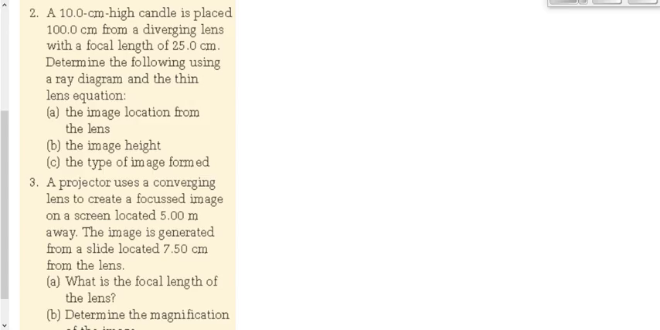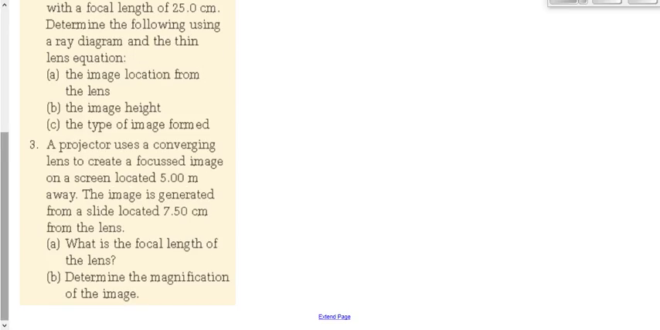Says a projector uses a converging lens. Okay, this is good. It's a converging lens. We don't need to worry about remembering whether it's positive or negative now because it's just positive. We leave it the way it is. Focused image on the screen located 5 meters away. The image is generated from a slide that's 7.5 centimeters.